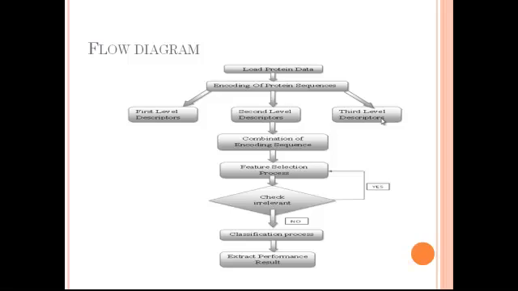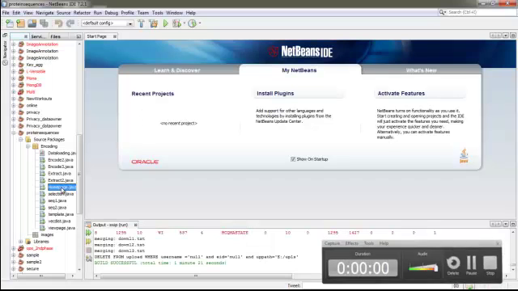In our feature selection process we calculate the mean and variance, and the vector distance is also calculated. Finally, we perform the classification and extract the performance results. This is the flow diagram of our project. Now we run our project.